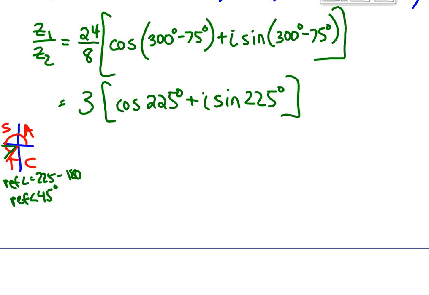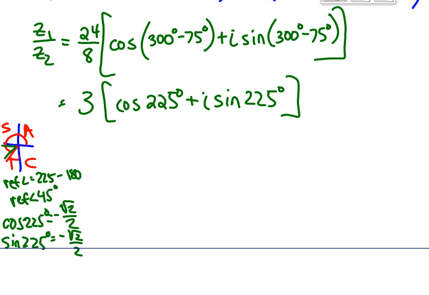And so my cosine is negative, my sine is negative, my reference angle is 45, so those are square root of 2's over 2's. So the cosine of 225 degrees is negative square root of 2 over 2, and the sine of 225 degrees is also negative square root of 2 over 2.